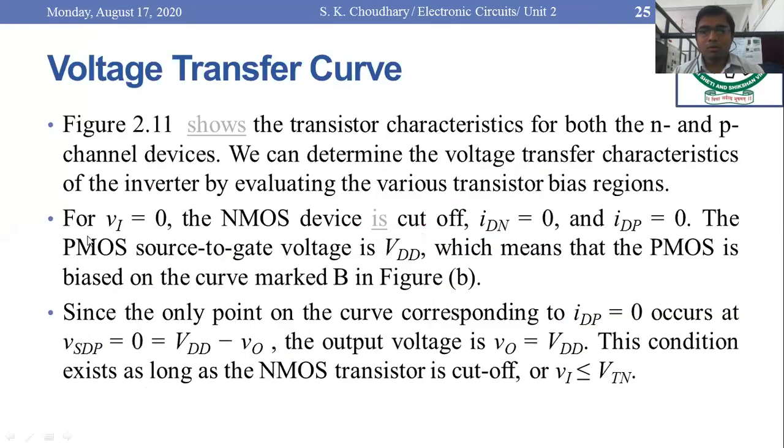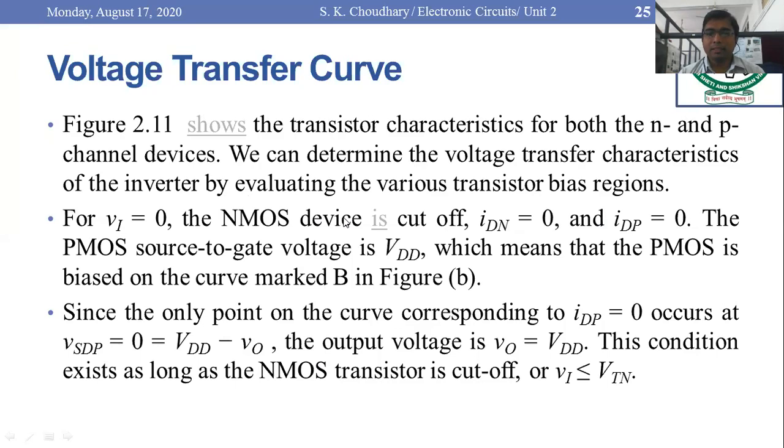Okay. So the first case: when Vi, the input voltage, is 0, in that condition the NMOS device is cut off. If the NMOS device is in cutoff, it means IDN and IDP are 0, because both are connected in series. So whatever current flows across the NMOS, the same current flows across the PMOS. So if IDN is 0, then IDP is also 0. The PMOS source to gate voltage is now VDD, which means the PMOS is biased on the curve marked B in figure B.